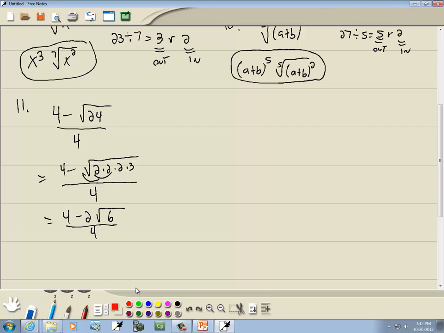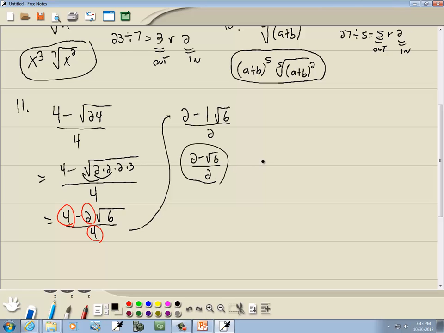Now, this type of form you see right here, you see this a lot in the quadratic formula, which we'll see later in this course, and then you see it in college algebra too. Basically, it says if you can divide this number and this number and this number by the same number, do so. Those are all divisible by 2. So 4 divided by 2 is 2 minus 1 square root of 6 over 2, which gives us 2 minus square root of 6 over 2. And that's our answer.